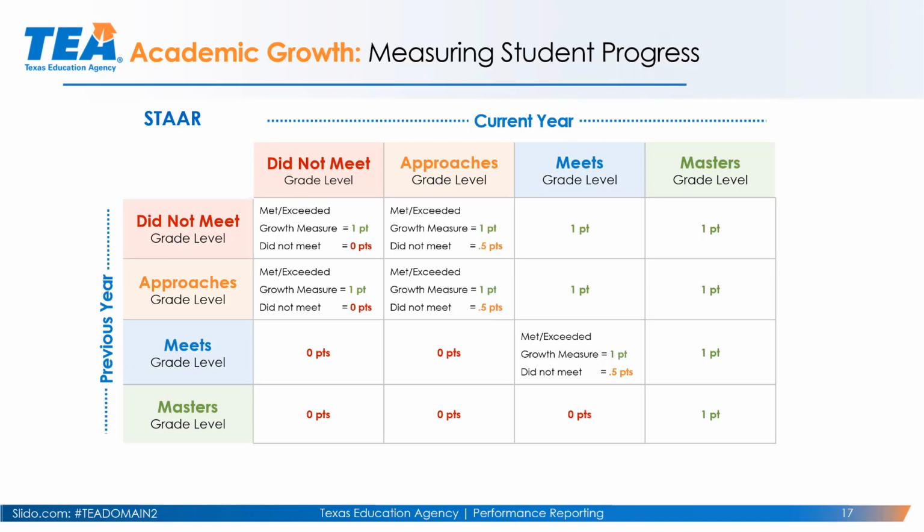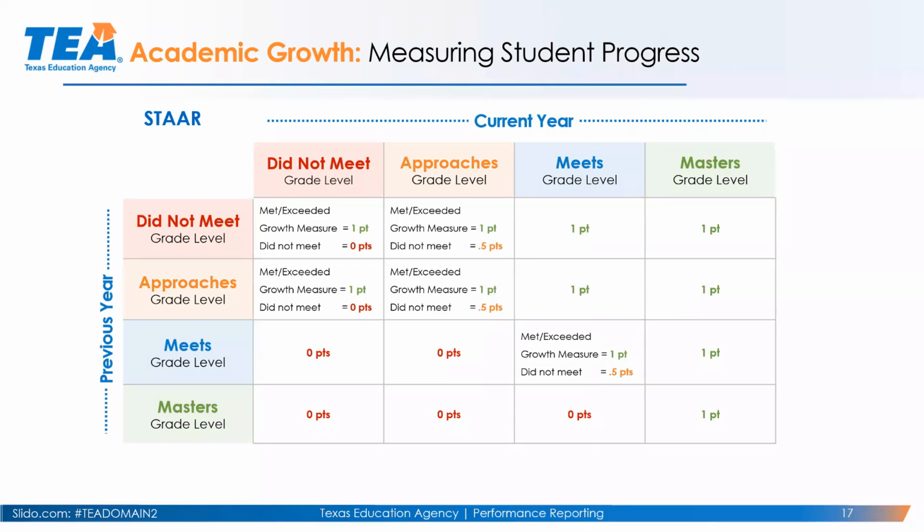Okay, let's do an example. A student had approaches grade level performance in the previous year on the left-hand side and approaches grade level performance in the current year. So let's look in the corresponding box. If the student's progress measure was categorized as expected, then they met their growth expectations and are awarded 1 point, and 1 point is the max.